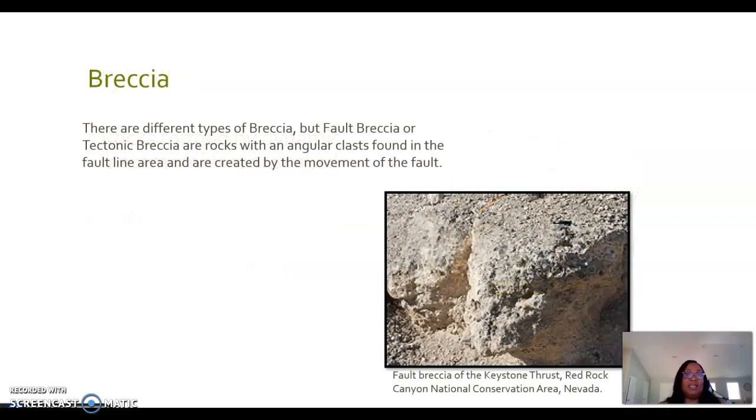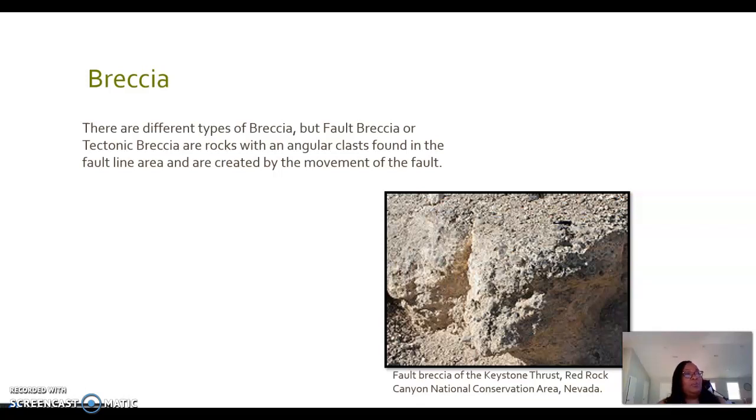The other thing that can be found at these fault lines is called fault breccia. I hope I'm saying that right. It's either called fault breccia or tectonic breccia, and these are rocks that are also created by the movement of the fault. I guess when the movement of the fault happens, that means there was an earthquake.